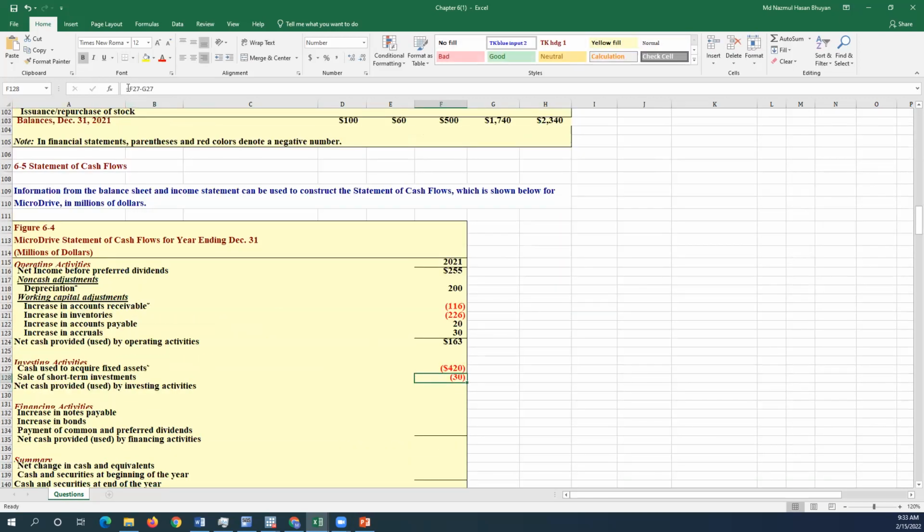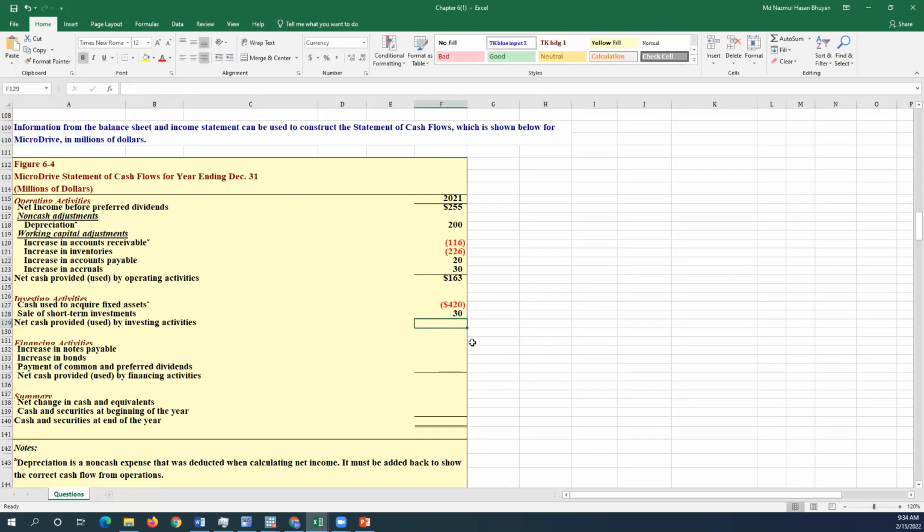Now we are going to make it positive because it is cash inflow. Now let us calculate our total cash flows provided by investing activities.